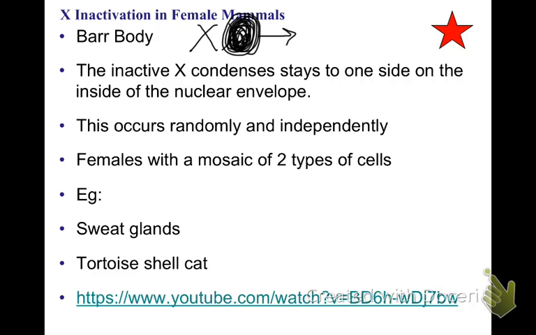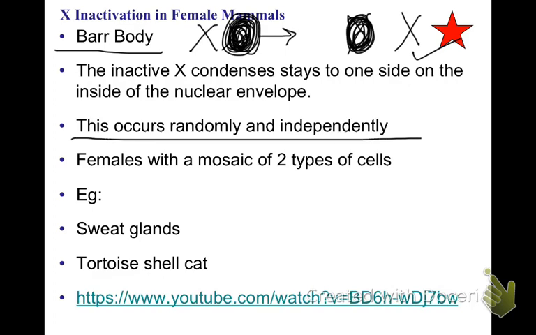quietly as a tight condensed ball in one corner of the cell, and the other one stays active. Or the other one is inactivated and this one is active. This inactivated condensed X chromosome that is present in a corner inside the nucleus is called a Barr body. This occurs randomly and independently.